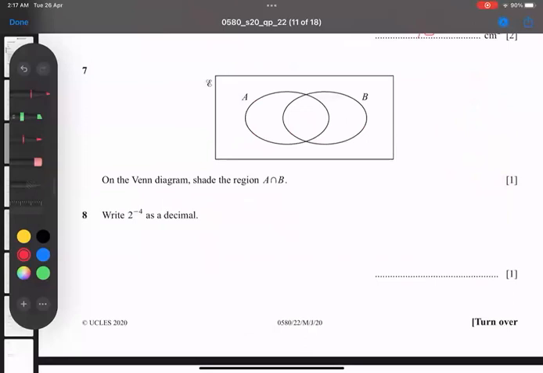So he said in the diagram, give the answer A in section B. This is called common. So this is called the common region between them. This is called common. So I think this part is a piece of cake.